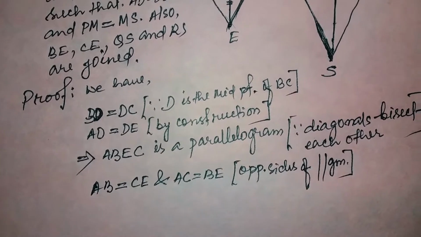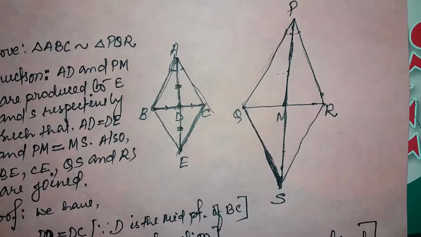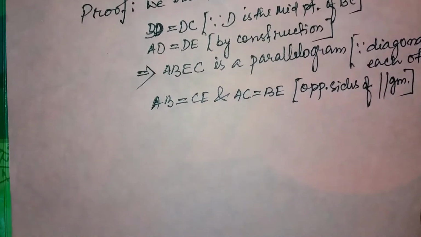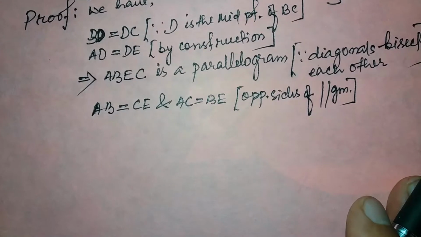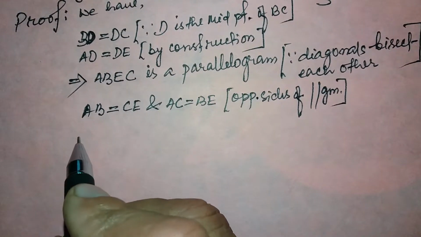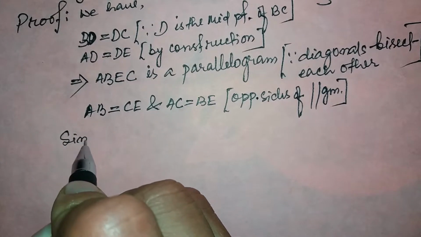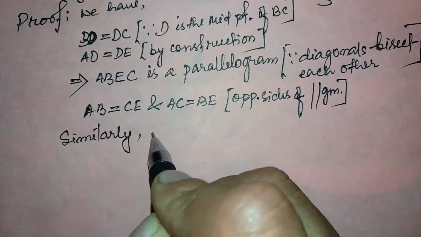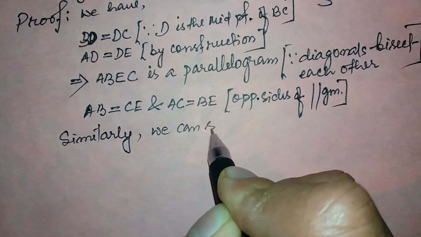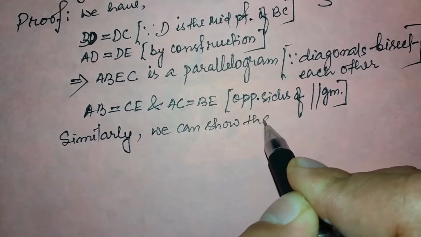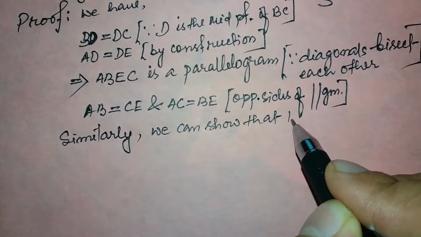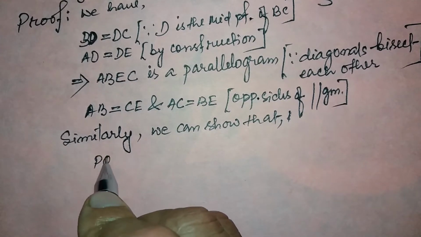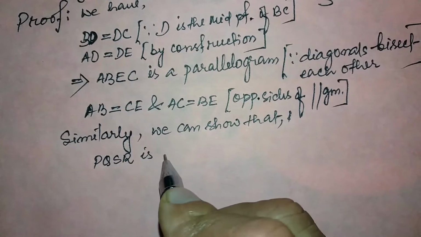Now in the same way we can prove that PQSR is a parallelogram. Here we don't need to show that, so we will just write here similarly we can show that PQSR is a parallelogram.